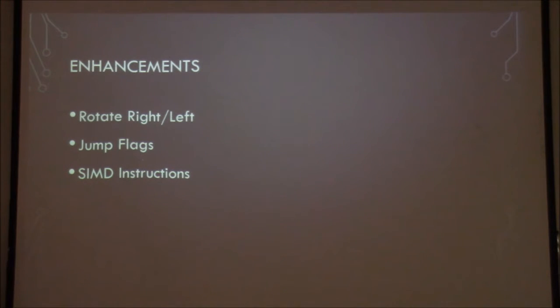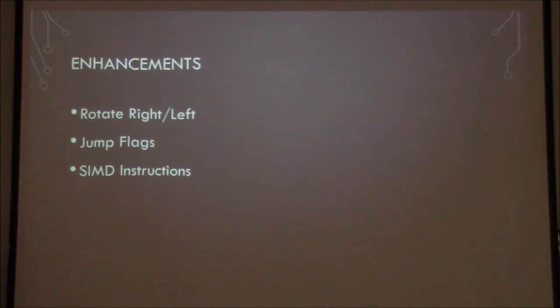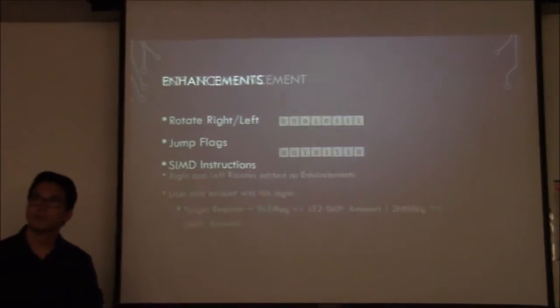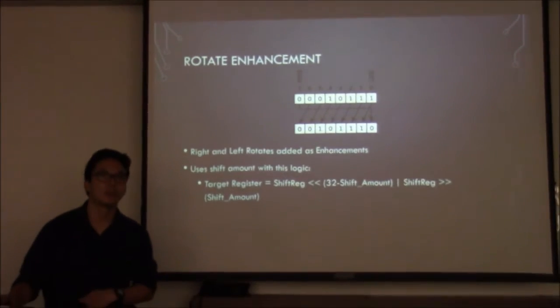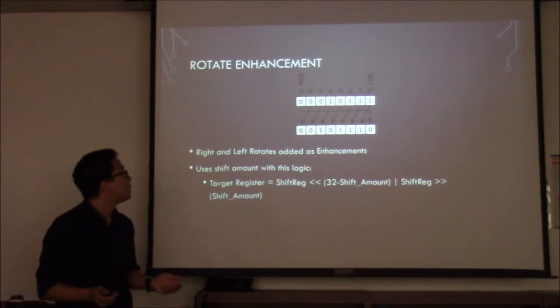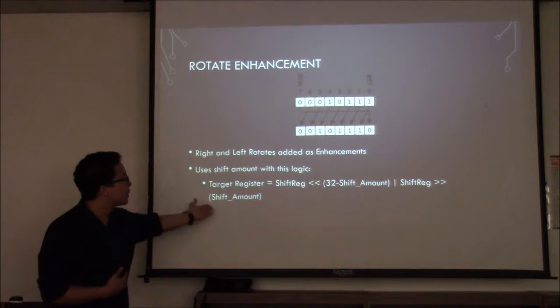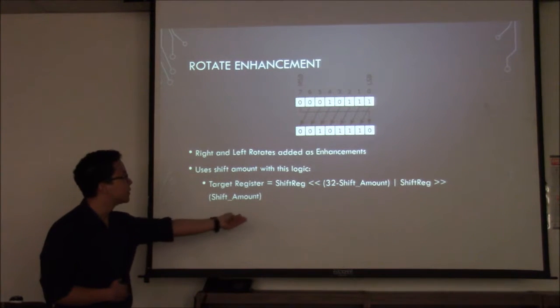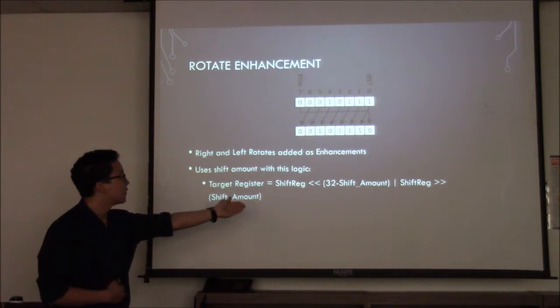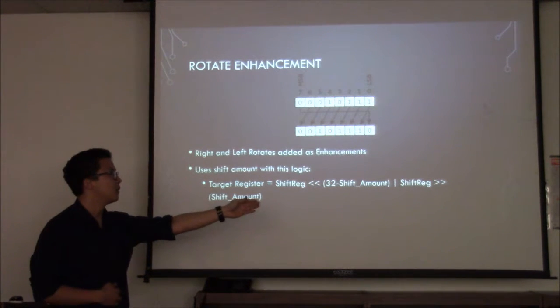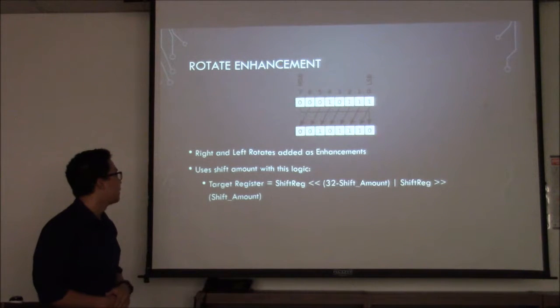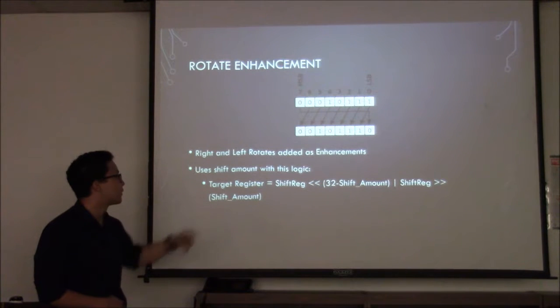Okay. So these are the enhancements that I added to the baseline. I added rotate right, rotate left. I added all the jump flags and a couple SIMD instructions. So first off, basic rotate left, rotate right. Here's the logic that I used. I don't have a barrel shifter, so I just decided to go with shifting left by 32 minus shift amount, and then I ORed it with the shift reg that's specified by the IR, and then the shift amount.